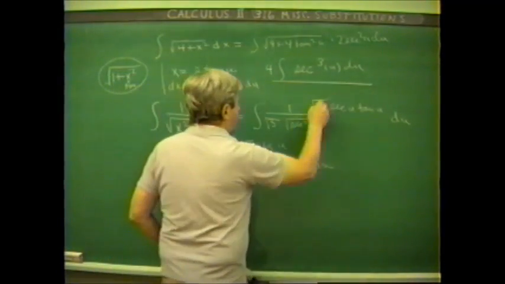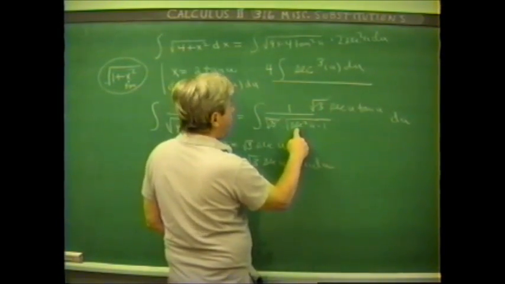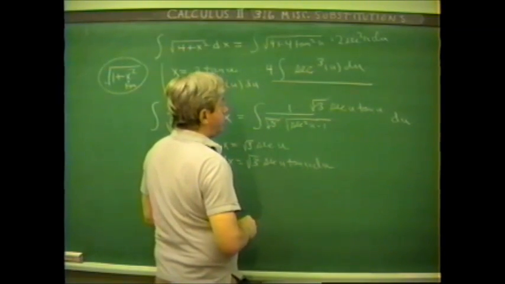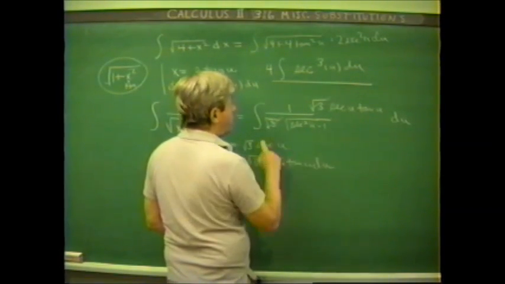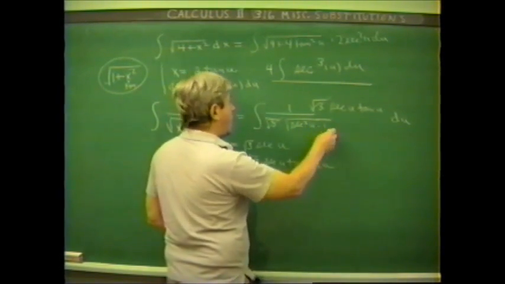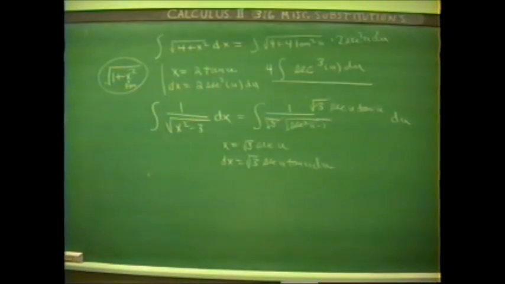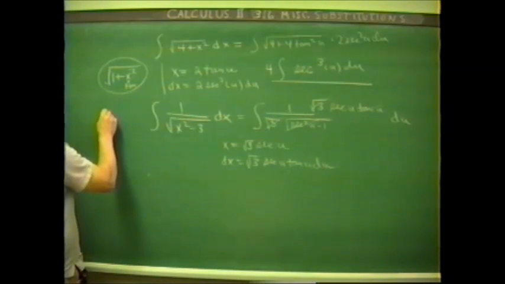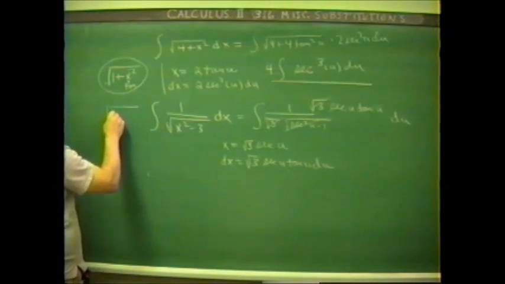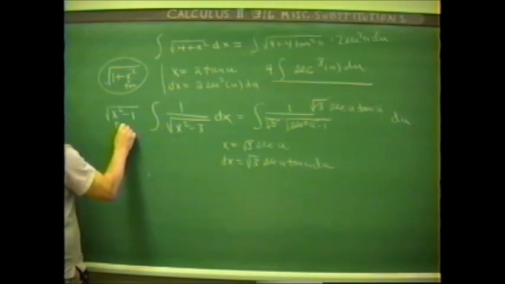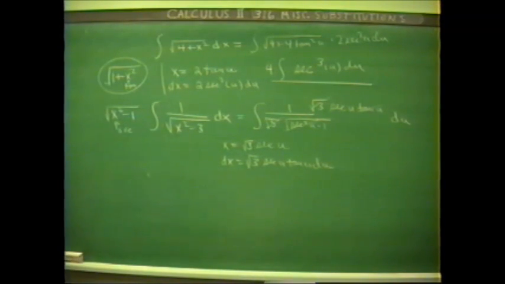So the square root of 3's cancel here. Secant squared minus 1 is tangent squared. The square root of tangent squared, we're going to write as tangent. You have to watch the sign a little bit. But anyway, this can cancel with the tangent. And now we're left with the antiderivative of the secant, and so the problem is essentially solved. And the situation here is, when you're looking at something like the square root of x squared minus 1, you'd like this to be secant squared minus 1.